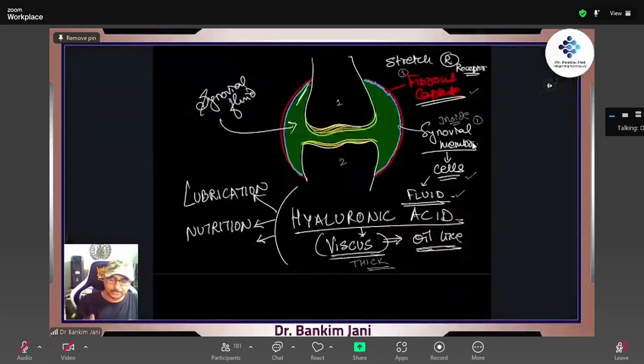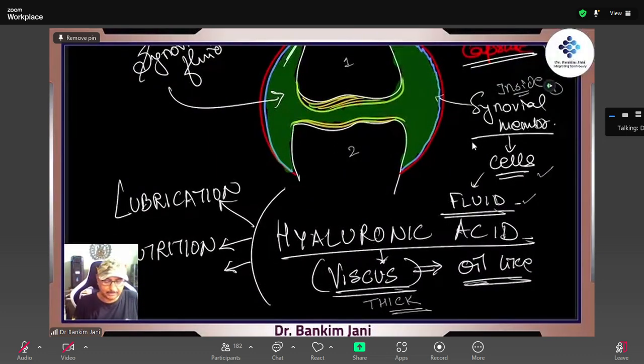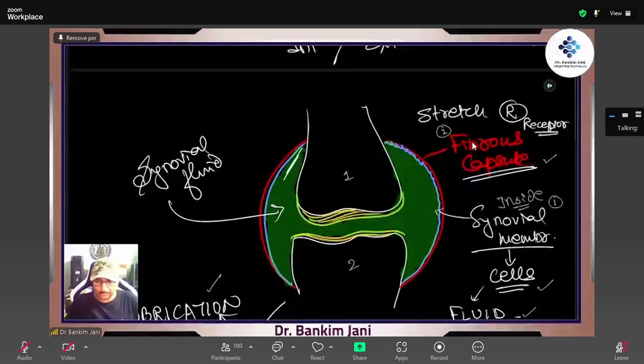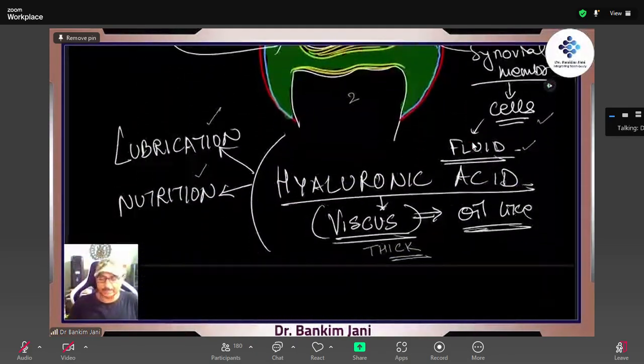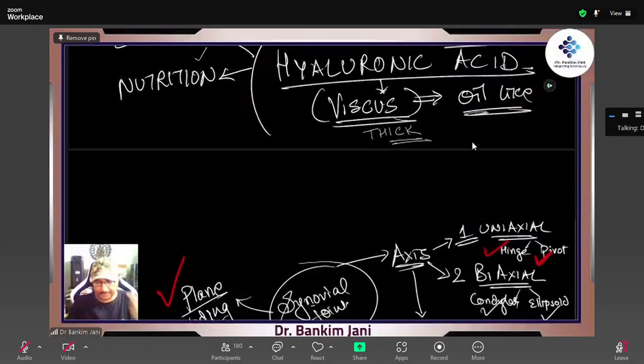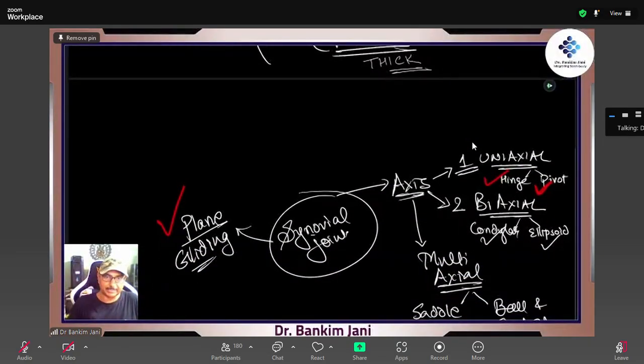And it consists of hyaluronic acid, a large amount of hyaluronic acid. And this hyaluronic acid is for lubrication, it is for nutrition. So that's how it really goes. And this synovial fluid is absorbed and formed again and again and again. It keeps on happening. So this is also a live thing.